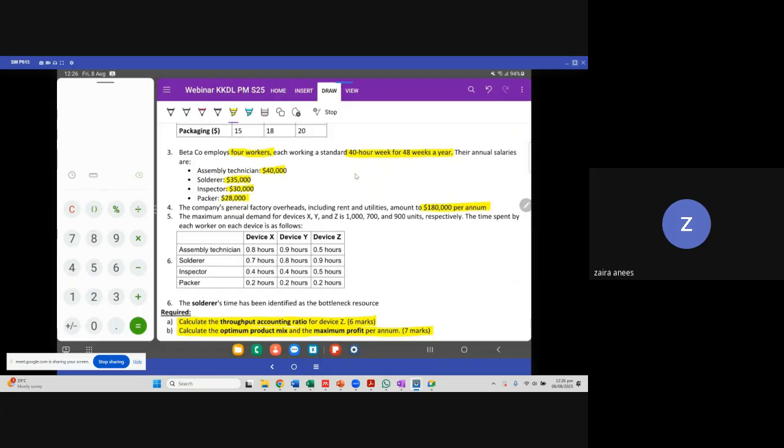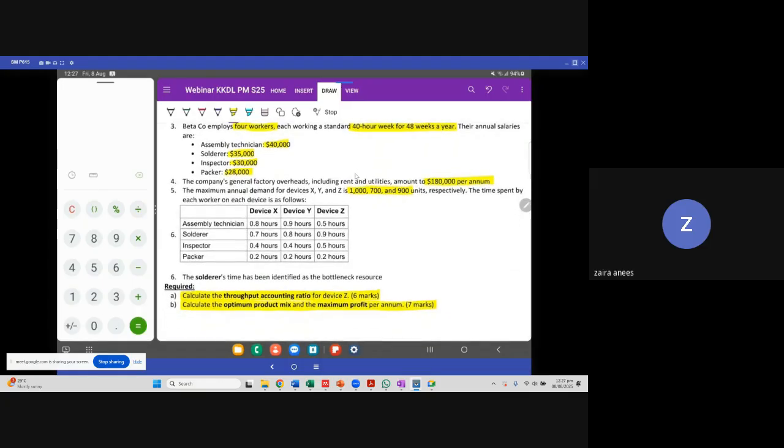The maximum annual demand for X, Y, and Z is 1,700 and 900 units respectively. The time spent by each worker on these devices is as follows: assembly technician, solder, inspector, packer, all hours are given here. The solder time has been identified as a bottleneck. So you are blessed in this question that the examiner has identified the bottleneck time.